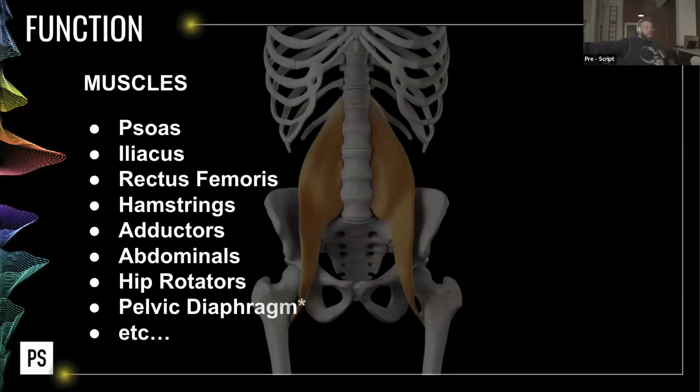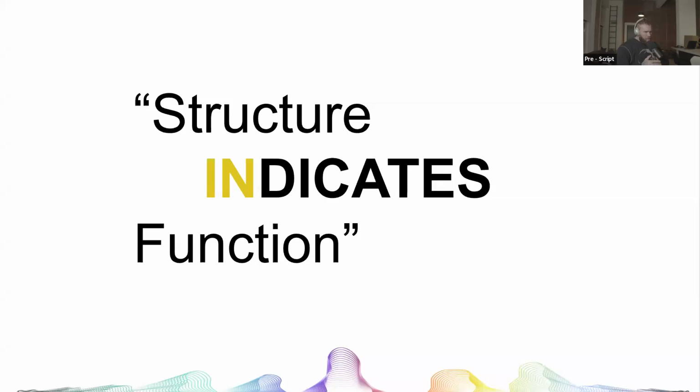All right, so that's a little bit about function, but obviously there's more, right? There's much more. We haven't talked about the tensor fasciae latae. We haven't really talked about the iliotibial band or the glute med or even the glute max. There's a lot going on here, but again, we're going to keep a high level at the principles perspective.